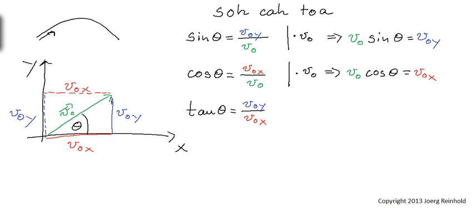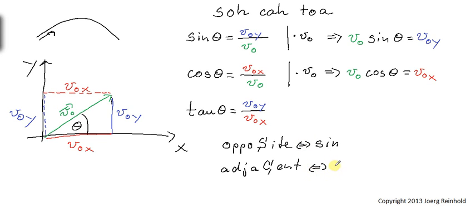Another good way to remember which one is the sine and the cosine is just to look at the two words opposite and adjacent. So the opposite has to do with the sine. It has the letter S in there. And the adjacent has the letter C in there, as in cosine.